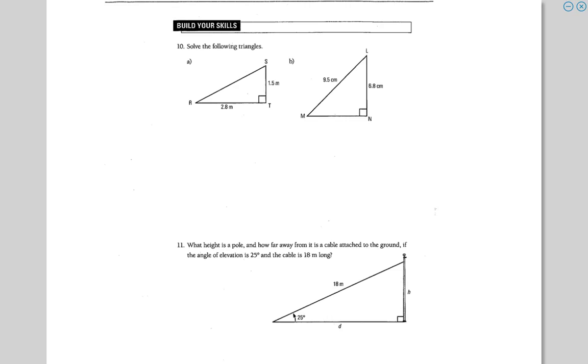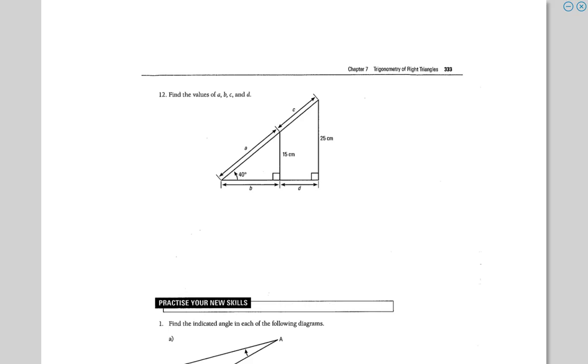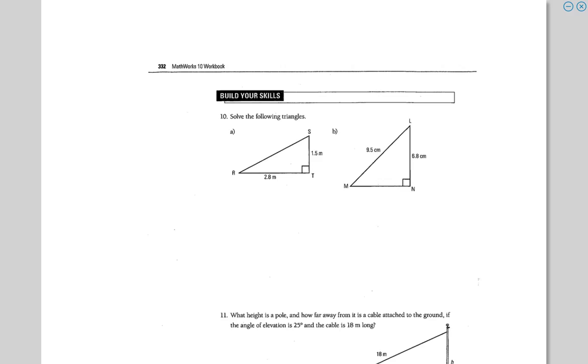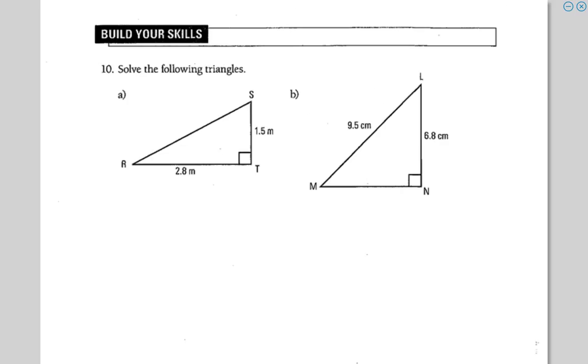And 10 and 11 want us to solve some more triangles, and then there's 12. So we've got 3 more to go here. Alright, so to get this hypotenuse, it's the long side, so I'll just take the other 2 dimensions, square them, and add them. So 2.8 squared plus 1.5 squared. Square root that answer, and I got 3.2 meters for the hypotenuse.